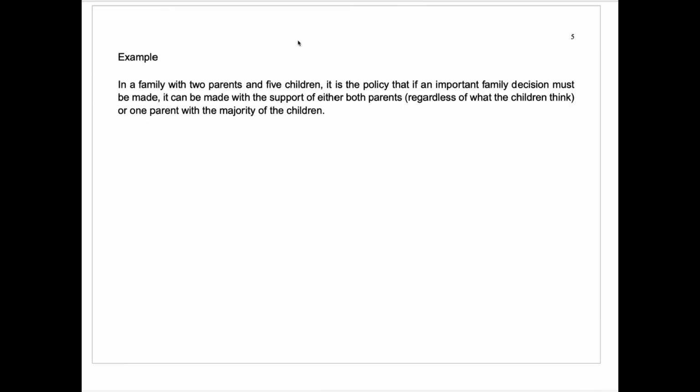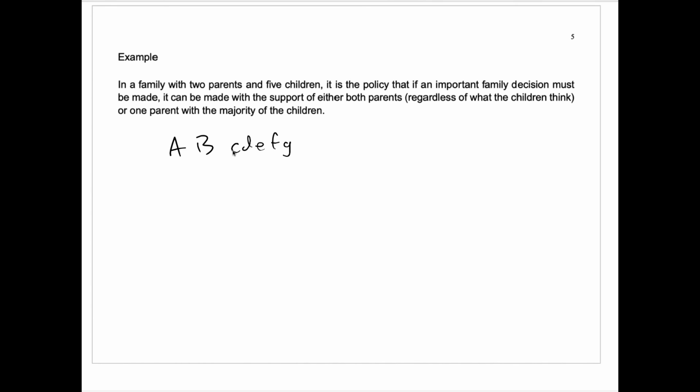Another example. Let's say we have a family with two parents. I'm going to call the parents A and B, and 5 children. Now, it's the policy in this family, the parents probably made the policy, that if an important family decision must be made, it can be made with the support of both parents, regardless of what the children think. Let's say the 5 children are C, D, E, F, and G. Or it could be, the decision can be made by having one parent along with the majority of the children. 3 children going along with one parent can make a decision.